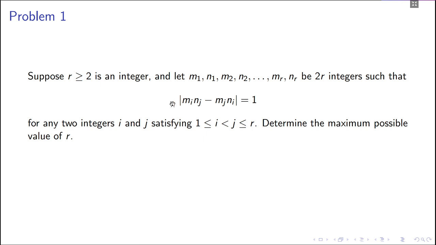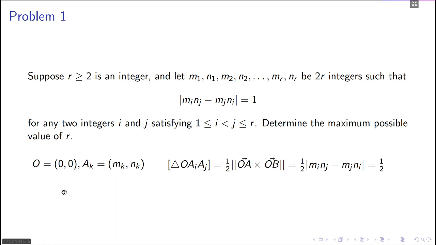So first of all, what does this expression remind you of? Does it remind you of anything? To me, it reminds me of the area of a triangle. I'll just explain. If you take O as the origin and take the other coordinates as mk and ak, then the area of triangle OAiAj is actually given by this expression.